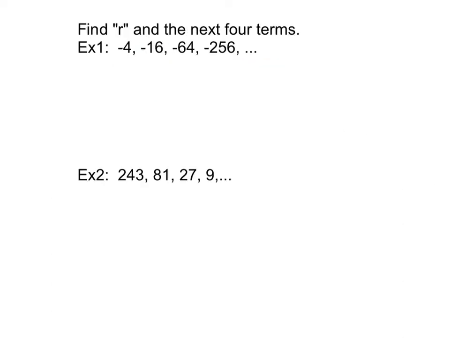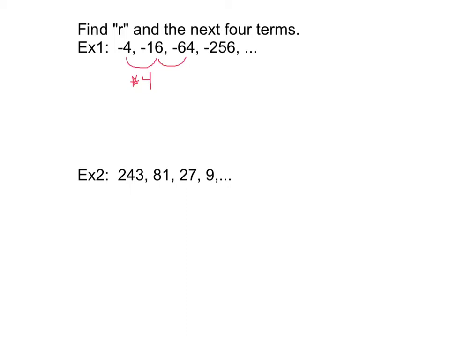Okay, so let's start off relatively easy. These first two examples, we're going to find R, which is the common ratio, and we're going to find the next four terms. So the first thing that you want to do is figure out what the common ratio is. So to go from -4 to -16, you would have to multiply by 4. And then just check and see if that's going to be the same case in between each number.